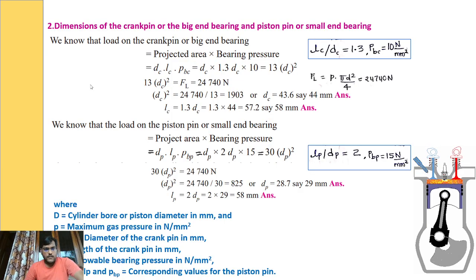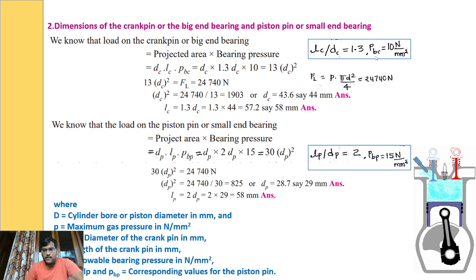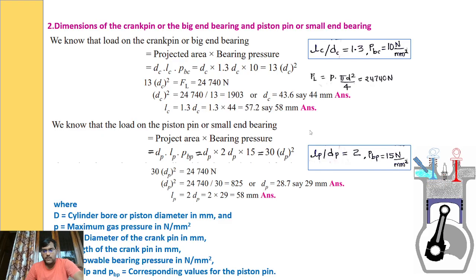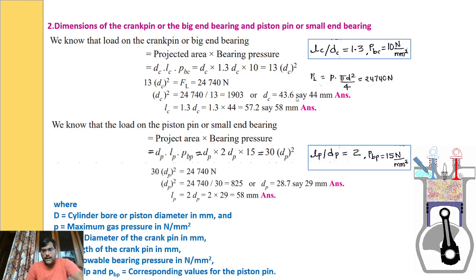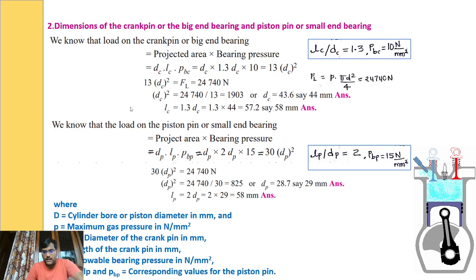Okay, so here they have already given LC by DC 1.3 and PBC. Similarly, they have given one more, LP by DP 2 and PBP 15 Newton per mm square. So here also you have to use the gas load PL. So yes, the load is acting on the piston pin bearing and crank pin bearings.